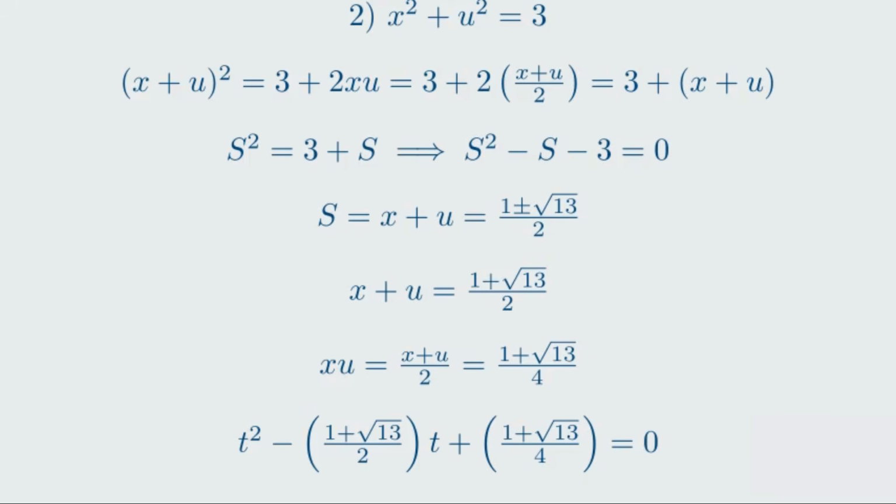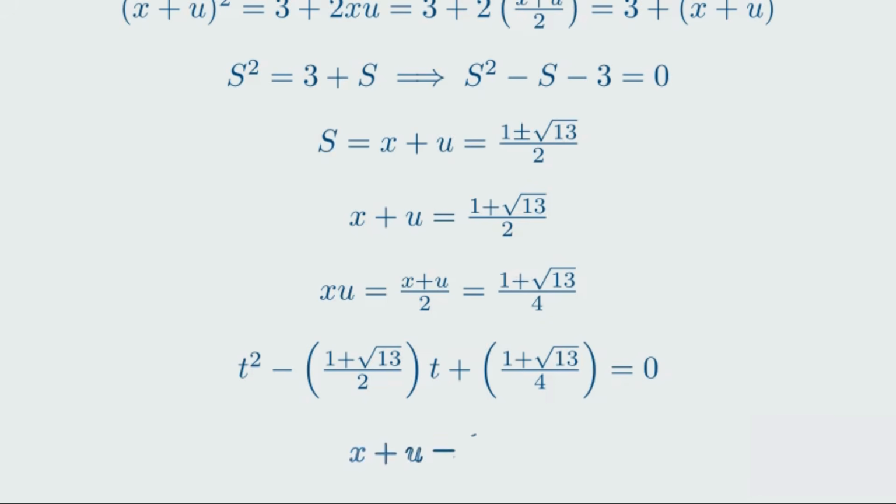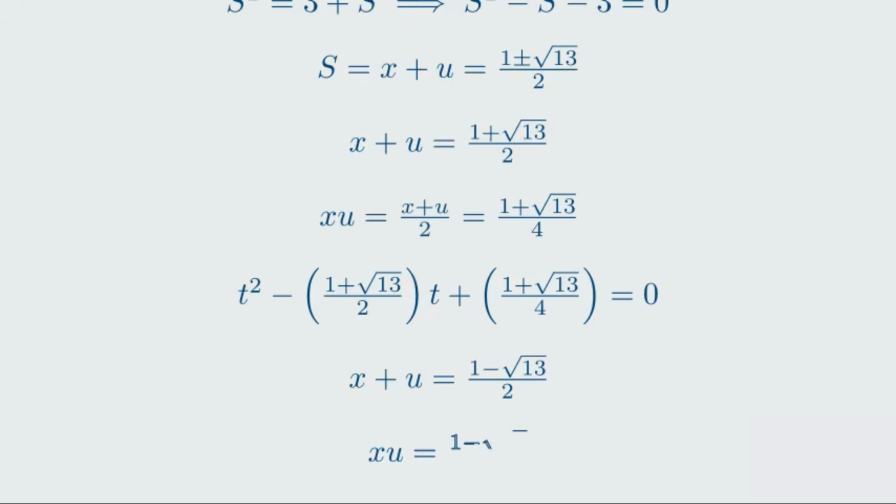Now let's consider the case where s equals x plus u equals (1 minus the square root of 13) over 2. Here, x plus u is (1 minus the square root of 13) over 2, and xu is (1 minus the square root of 13) over 4. These are our new sum and product. Let's form the new quadratic equation for t.